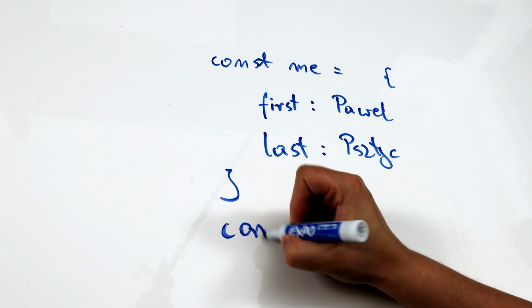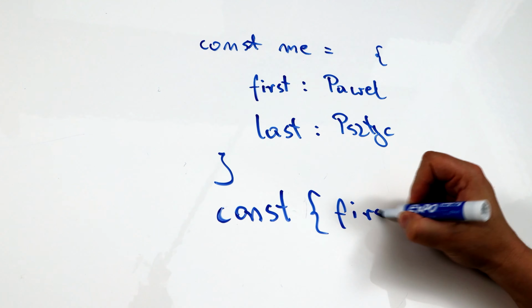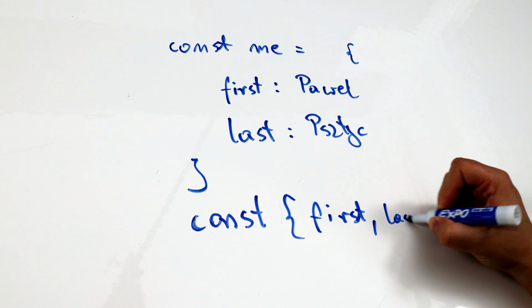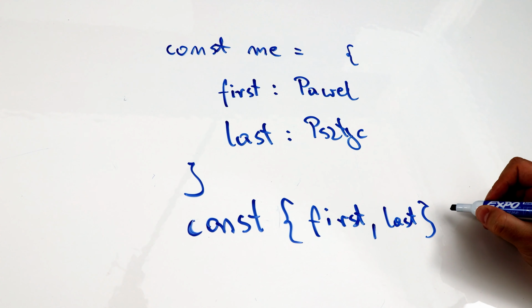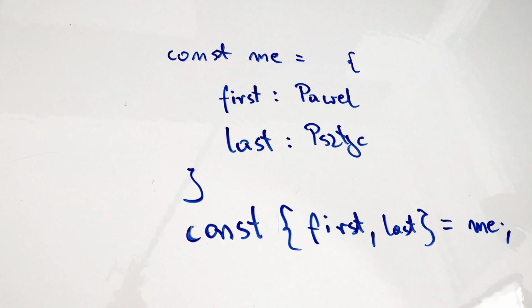These variables, however, need to be called the same as the properties in the object. I can do something like const first and last equals me. Now the first variable has value Pavel and the last variable has Sztyć value. This is something you may use very often in your application.